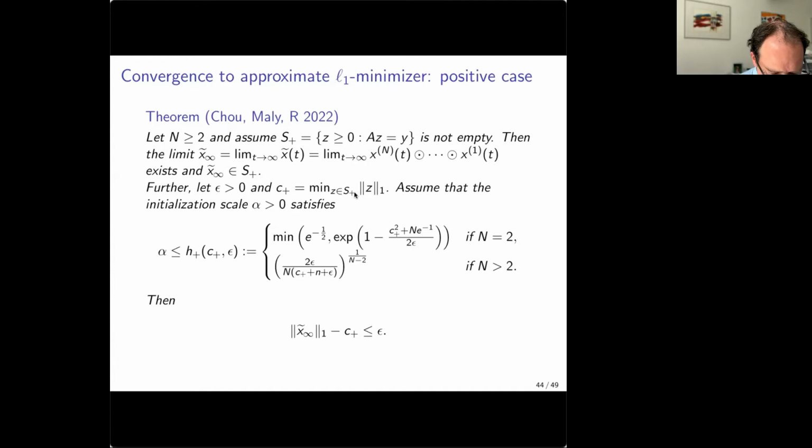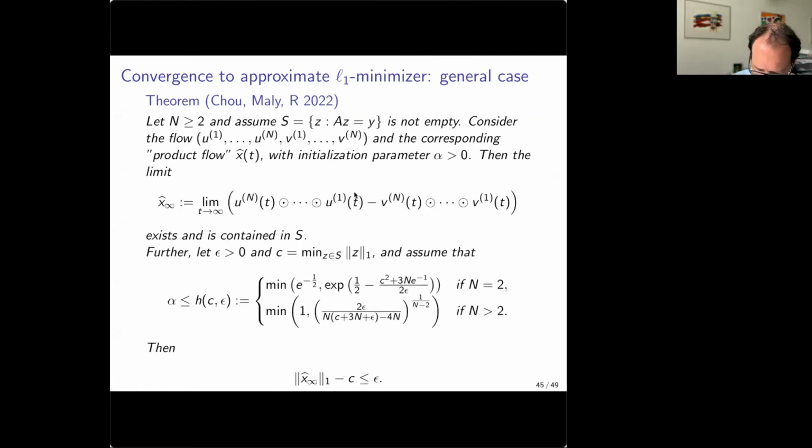And let now Z plus be the L1 norm of the L1 minimizer subject to that constraint. And now if the initialization scale alpha is small enough, so smaller than this expression in terms of this L1 norm and some epsilon, then we get that the L1 norm of the limit and this Z plus is actually less, the difference is less or equal to epsilon. Okay, so this means we make a connection to the actual recovery later on, in two slides.